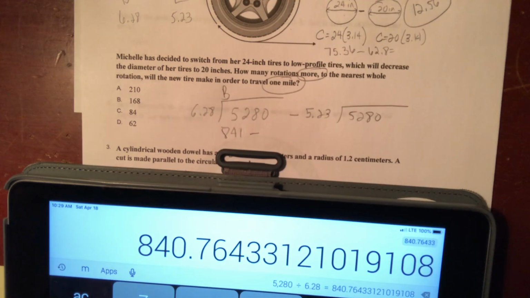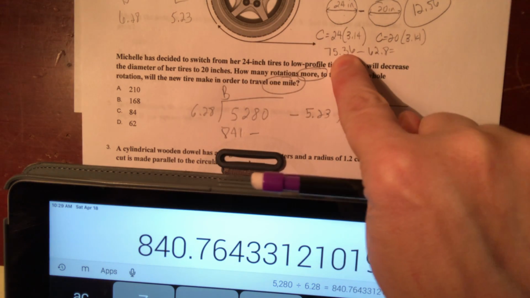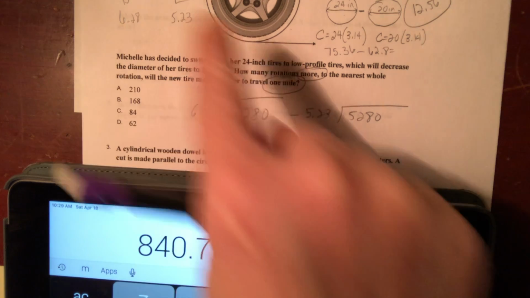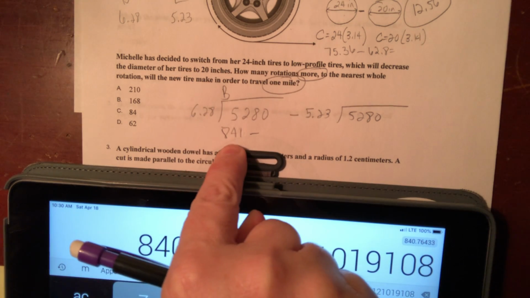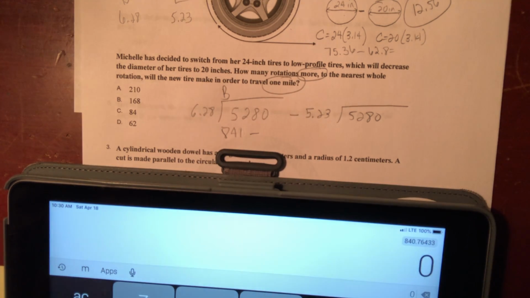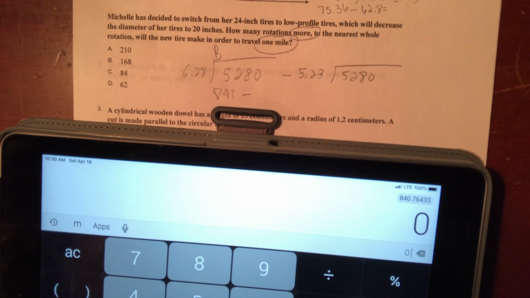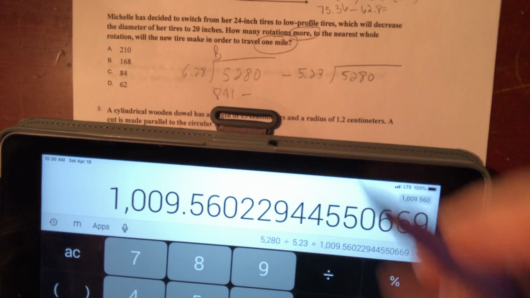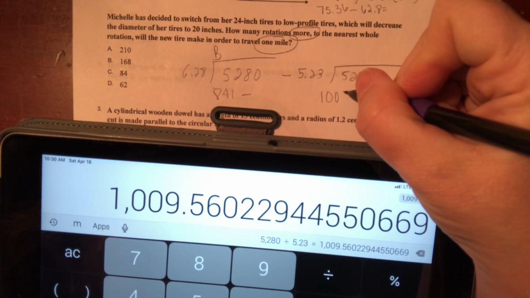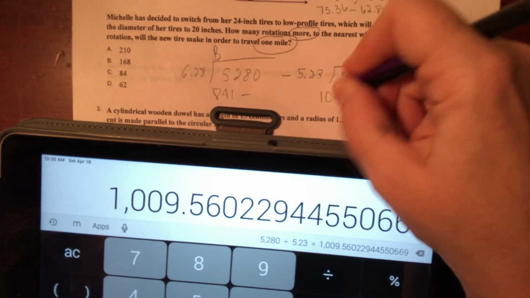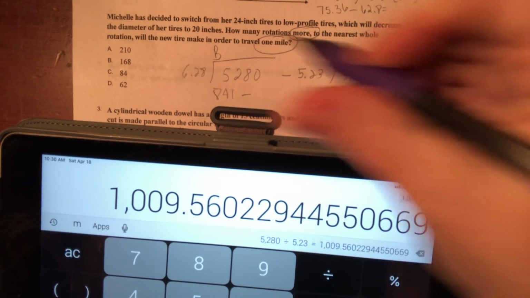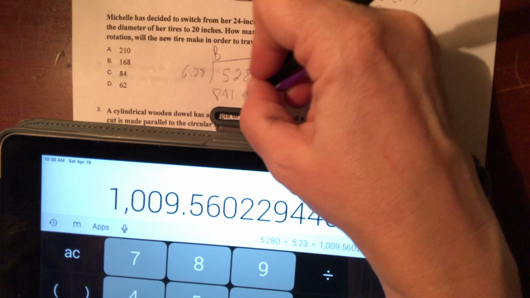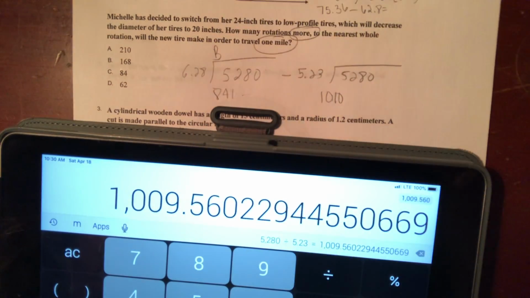Remember, this is all for the big tire, because we went from here, we divided that by 12 and got this, and then we divided this by that to get the number of rotations. So now let's do the same thing here. 5280 divided by 5.23 equals 1010. Which makes sense because the smaller tire is going to have to do more rotations to cover more space.